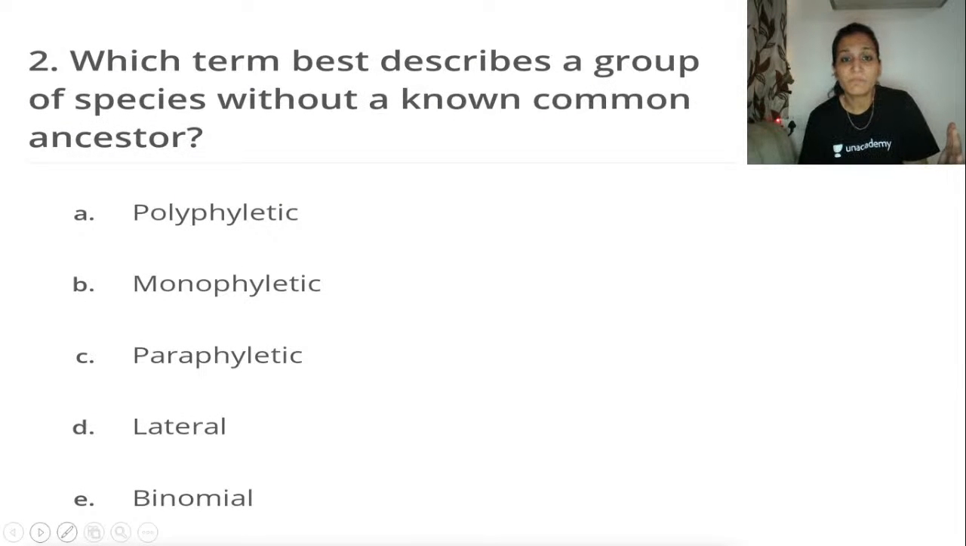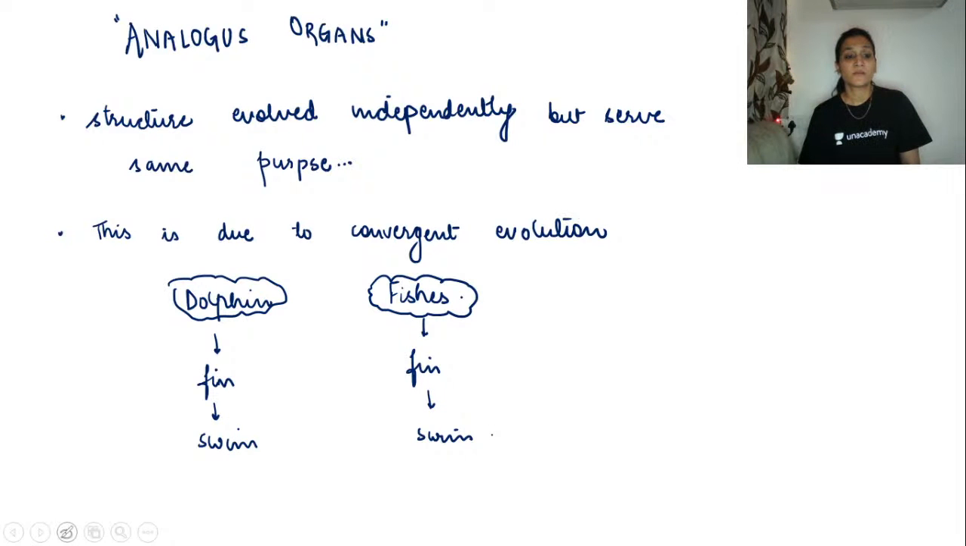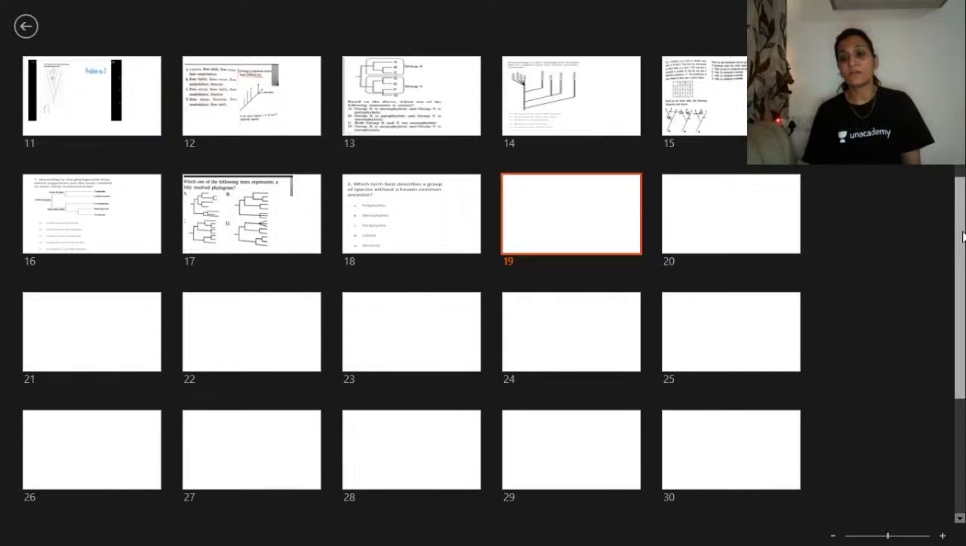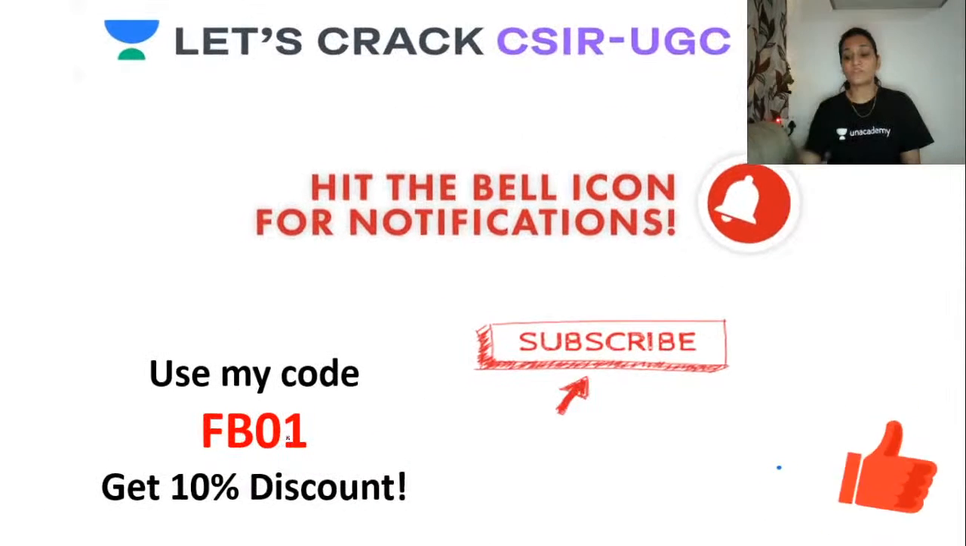Now, which term best describes a group of species without a common ancestor? The options are polyphyletic, monophyletic, paraphyletic. They are not having any kind of common ancestor and they are seen together. So what are they? They are polyphyletic. We are seeing species and we are not talking about their ancestors, only descendants. So it is polyphyletic.